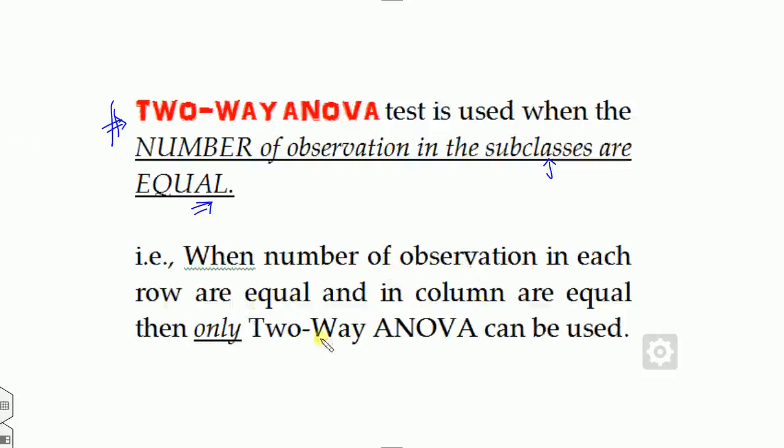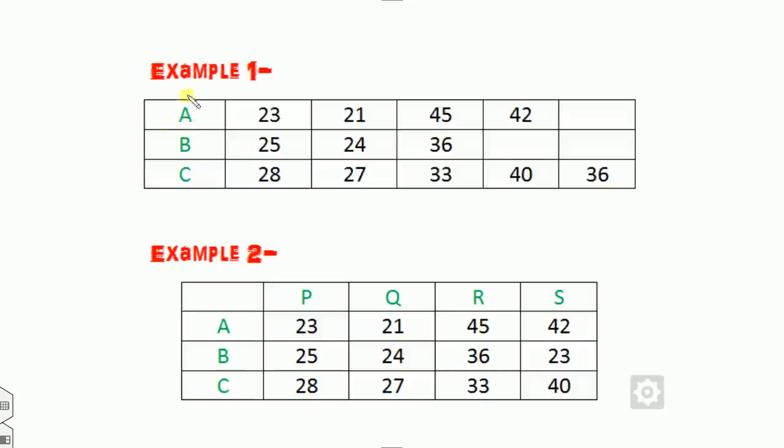Okay, then only you can apply the two-way ANOVA. For example, look at that. First of all, how many factors have we seen in this example 1? There is only one factor, ABC. There is no other factor here. So it means this is a one-way ANOVA. Definitely a one-way ANOVA.